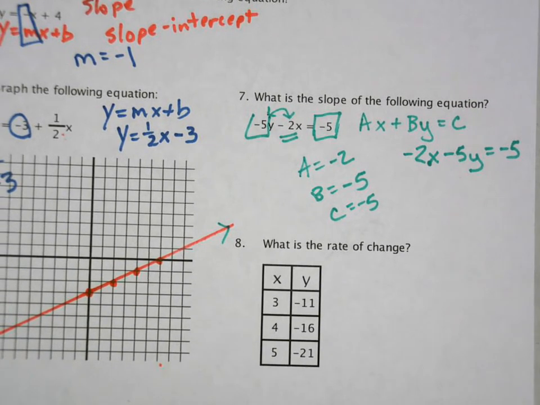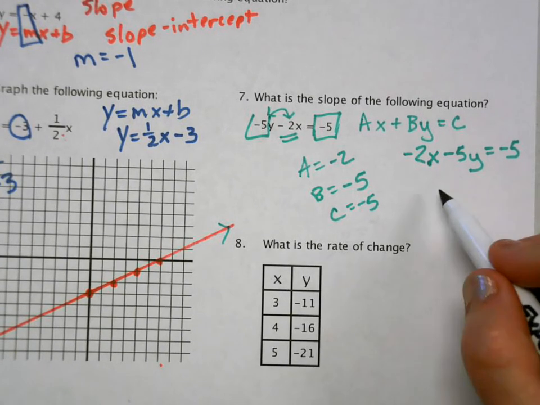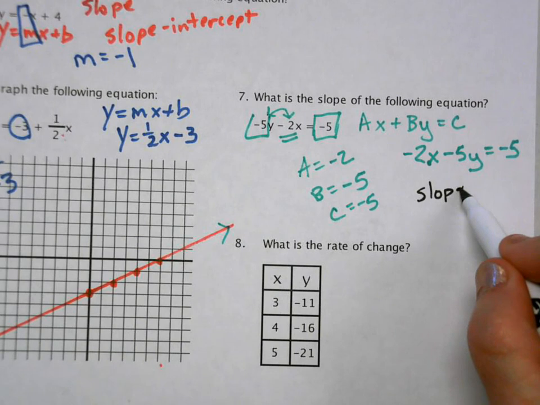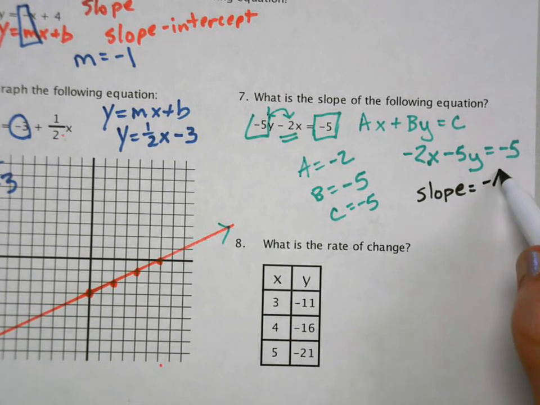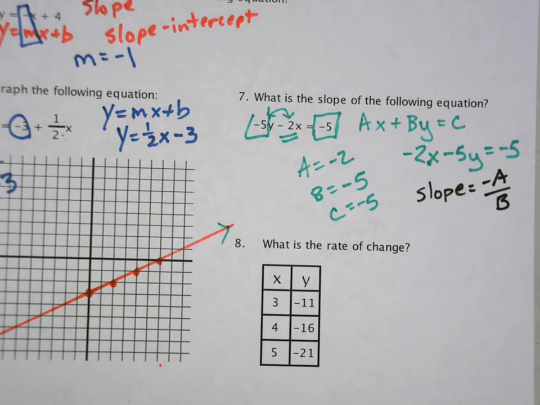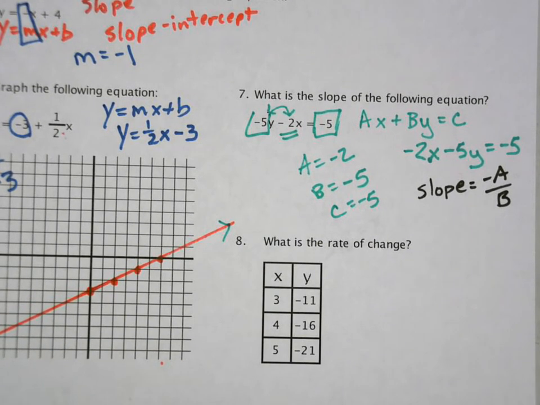So what's the shortcut for the slope when it's in standard form? What's the slope part of that? -A over B. Your intercepts both use C. If you're wanting the x-intercept, you're going to use C and whatever's in front of the x. If you want your y-intercept, you're going to use C and whatever number's in front of your y. The slope is the one that doesn't use the C, so it's -A over B.